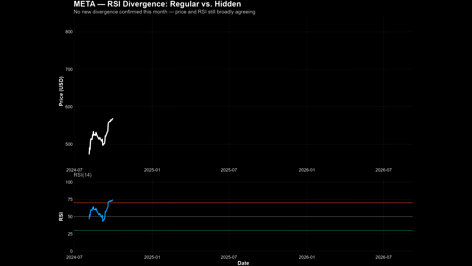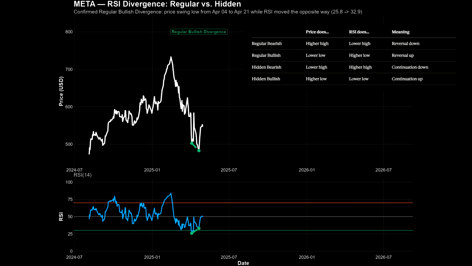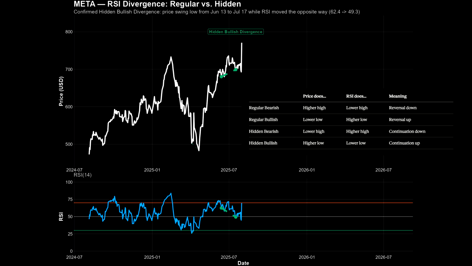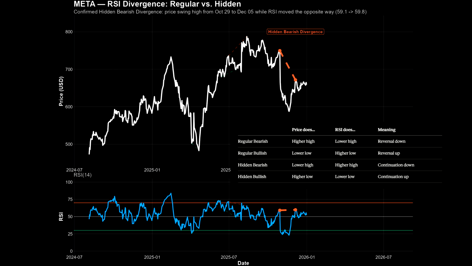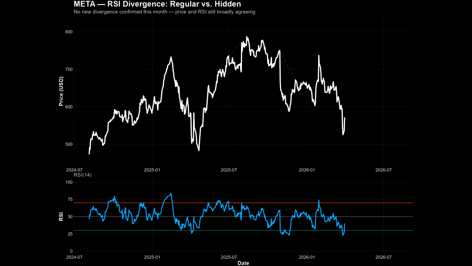Here's a real, confirmed example on Meta. Price sets a swing high near $735 in late October, then sells off sharply. And when it bounces back into early December, it only manages a high near $660, well short of the October level. That's a lower high in price. Now look underneath at the RSI panel across that same window. RSI actually moves the opposite way, ticking up from 59.1 to 59.8, a higher high, even though price couldn't reclaim its own. That's momentum quietly firming up beneath a price structure that looks weaker on the surface.